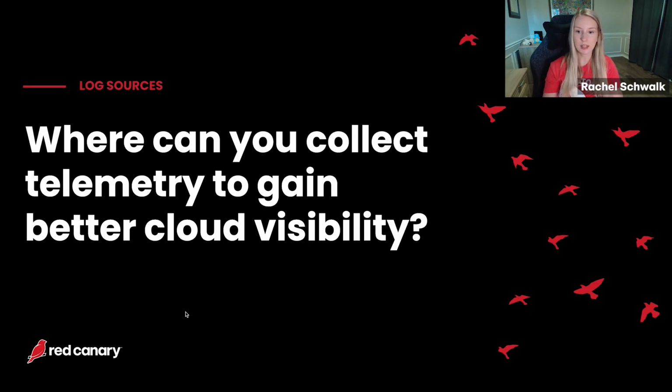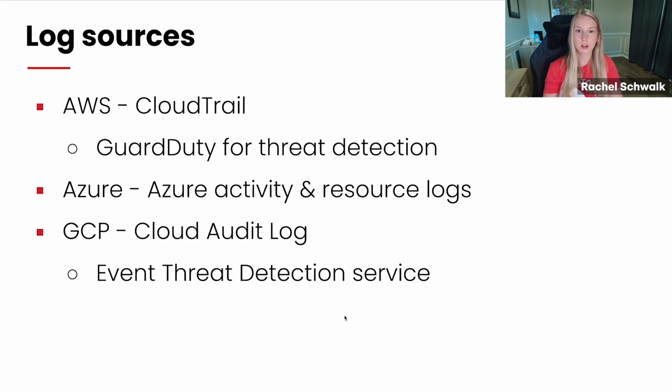Now, where can you collect telemetry to gain better cloud visibility? Let's talk about our log source options. In AWS, you have CloudTrail, which will have details on actions taken by a user, a role, or an AWS service, and GuardDuty is an add-on for threat detection. Azure has activity and resource logs, which can be sent to Log Analytics for correlation and consolidation, and you can set up alert logic there.